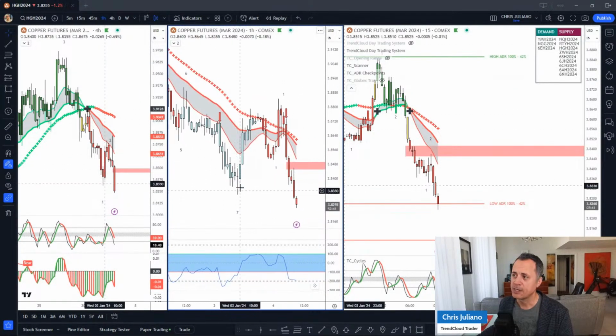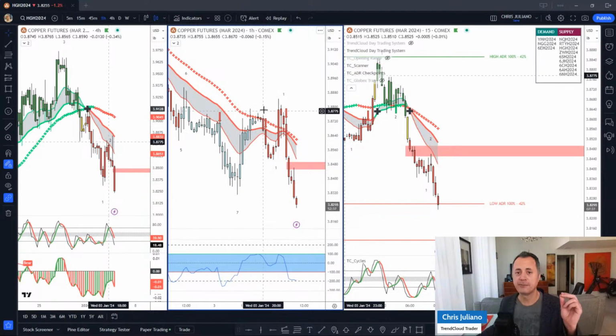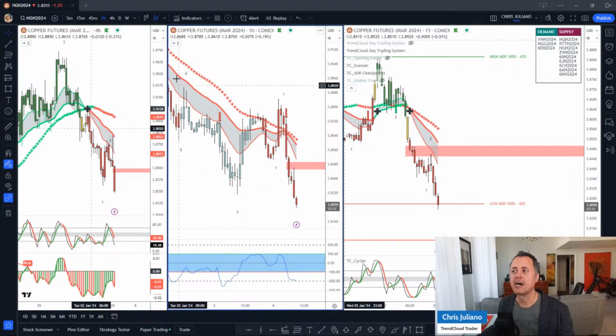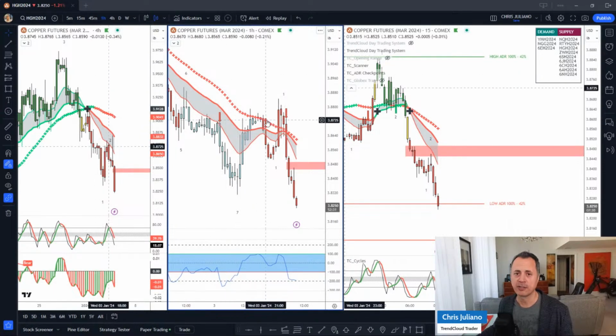And what did it do? It pulled all the way back, closed above that 50 simple moving average, right? That's the line in the sand on that trend cloud. So price pulled back, recalculated because it closed above the 50 simple. And that's what price inherently wants to do when it becomes extended.